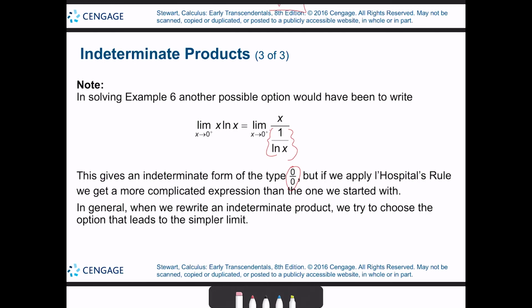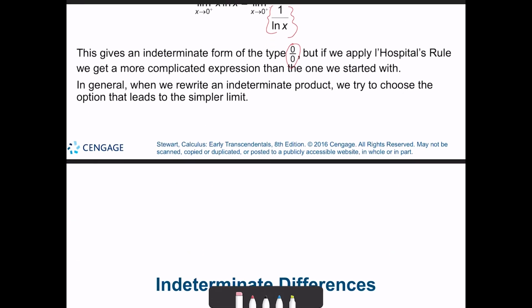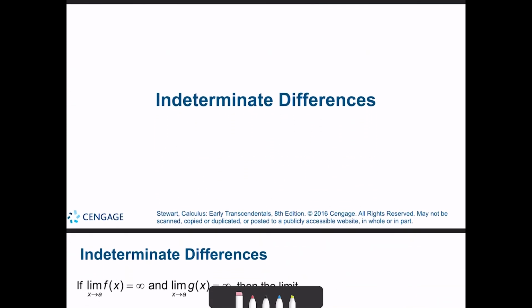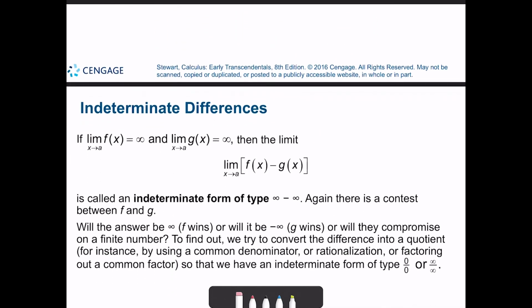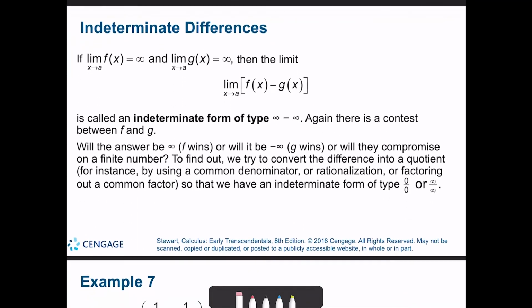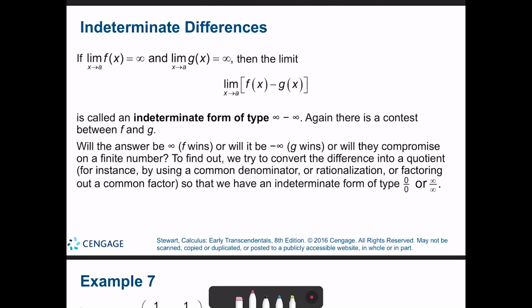But again, one path might be considerably easier to take than another in order to get to your final answer. And I strongly encourage you to pick the path of least resistance. Here we've got indeterminate differences, so we're looking at a subtraction problem instead of a quotient or a product. And the indeterminate form might look something like infinity minus infinity.